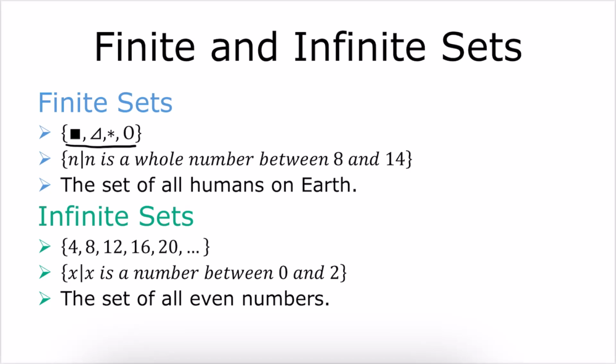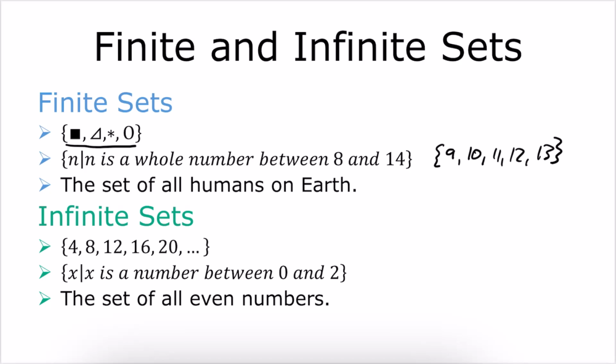If we have the set of n such that n is a whole number between 8 and 14, I could rewrite this set in list notation, and I could say, well, the whole numbers between 8 and 14 are 9, 10, 11, 12, and 13. And because there's a specific number of elements in this set, this makes it a finite set.